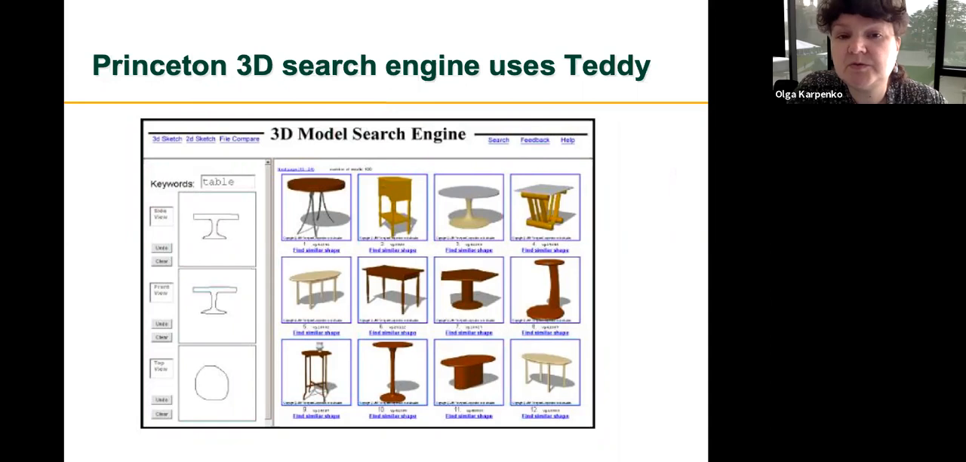And I just wanted to mention that the search engine from Princeton that I mentioned earlier allows the user to search for many three-dimensional models. They have different interfaces for the user. So the user can actually sketch the shape from different points of view, like shown on the left-hand side. And in this case, they're just 2D sketches. That's what they initially did.